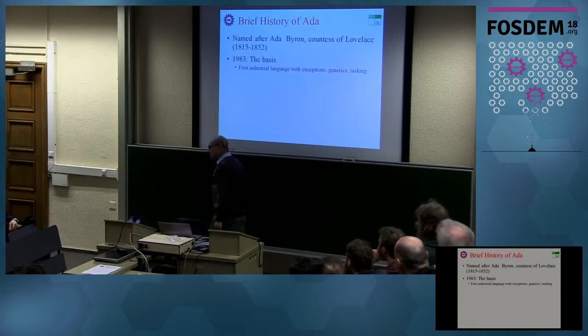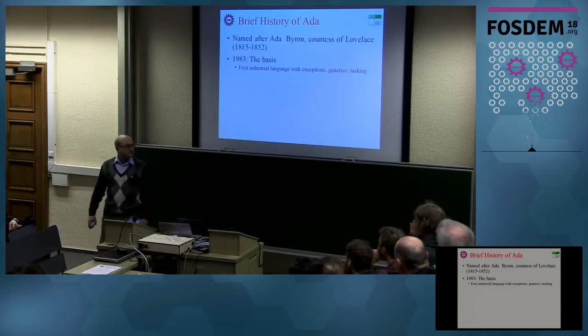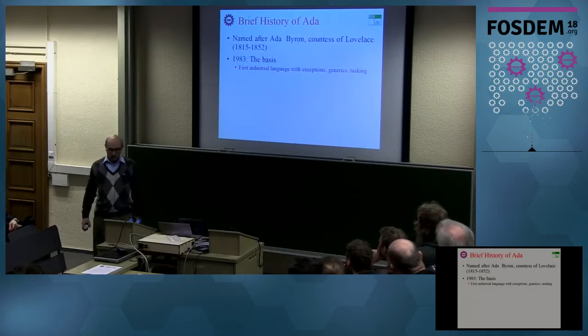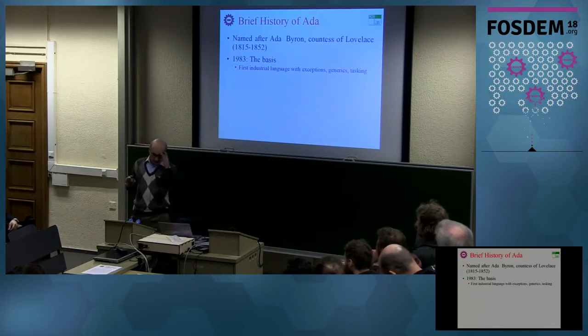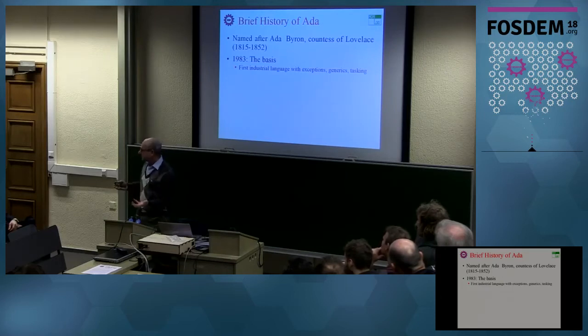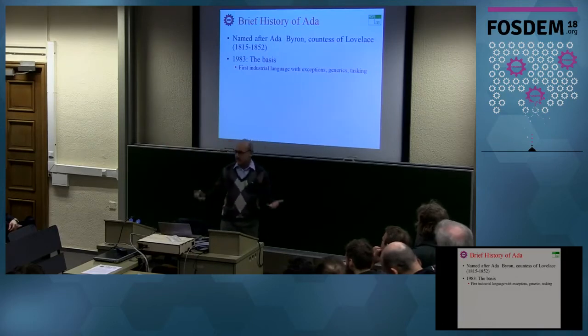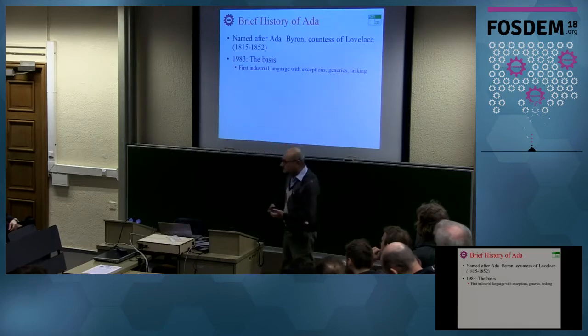The first version of the language was issued in 1983. So it was quite advanced for its time, with advanced features like exceptions, generics, and tasking. There still are no new features, no things invented especially for Ada. It's rather gathering together the best ideas from other languages. So everything you have in Ada existed in previous languages. It's just a synthesis of the best ideas that appeared in various languages.